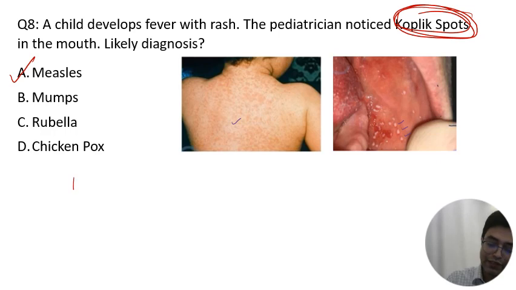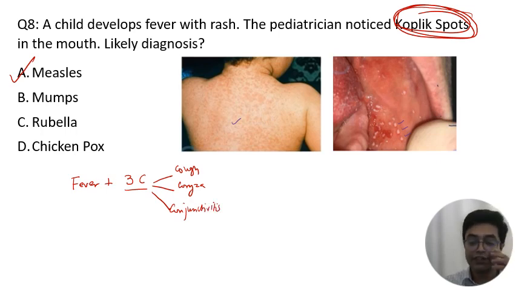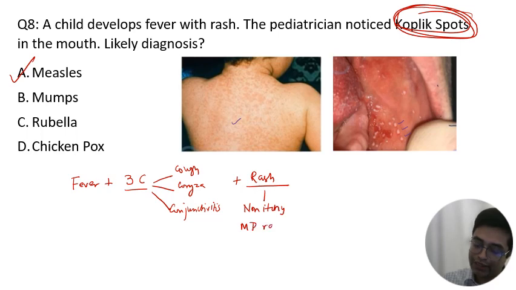So remember, whenever you have a child who's presenting to you with fever with 3C, what are the 3C? Cough, coryza, conjunctivitis, right? Running nose, stuffy nose, cough, and inflammation of the eyes. And the child develops a rash. The typical rash in these patients is a non-itchy, fine maculopapular rash. MP is maculopapular rash. It appears on the face and goes to the trunk. This is the typical progression of the rash.